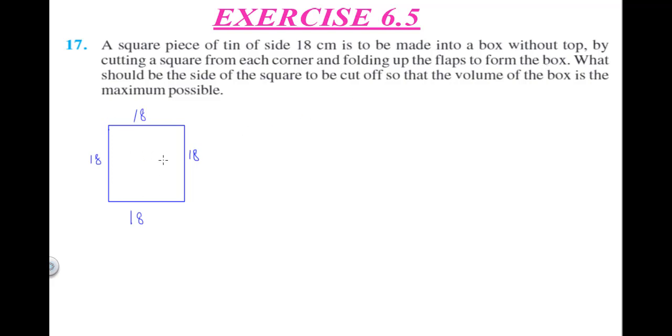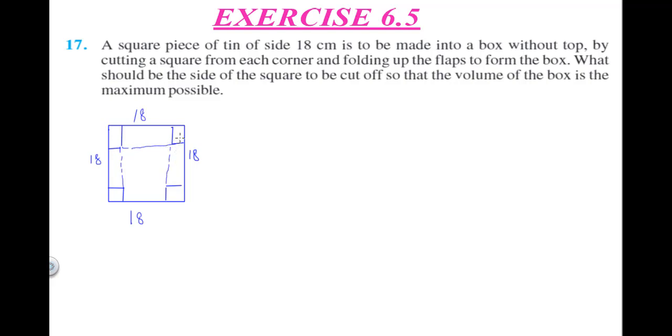So from this piece we have to make a box by cutting a square from each corner and folding up the flap. So what we are doing, let us make it more proper by just drawing with the line. Suppose we are cutting out squares from each corner. So squares are cut from each corner. We will just assume that it is not given what length or what side of square is to be cut out. So it is said that by cutting a square from each corner and folding up the flaps to form the box. I'll just draw these dotted lines to show you how.